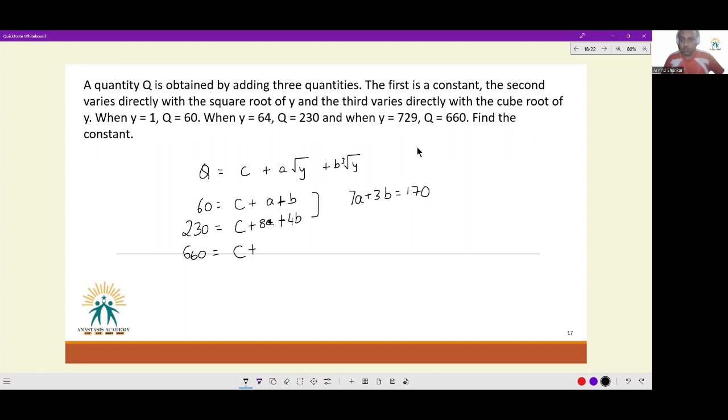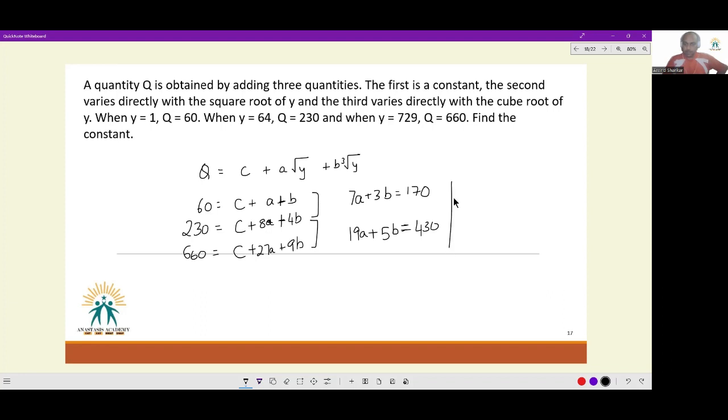C plus square root of 729 is 27A. And cube root is 9B. These two we will get 19A plus 5B is equal to 430. We have these two equations available. We can solve for them now. No problem at all.